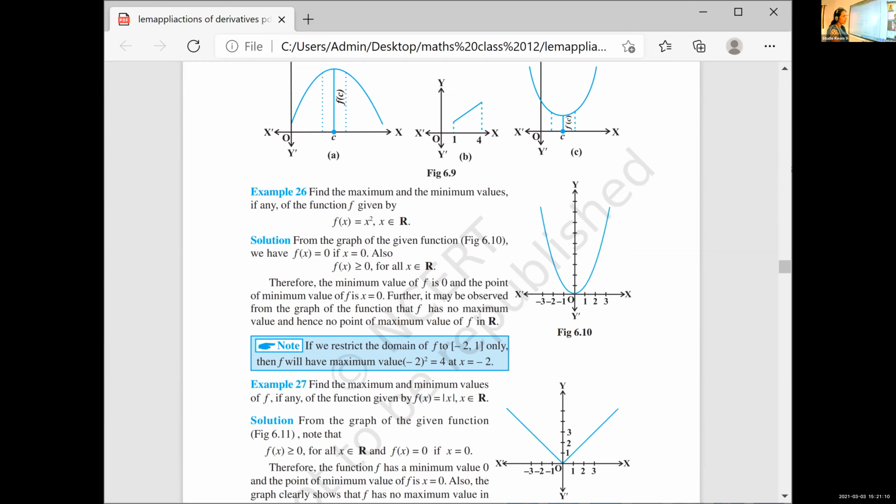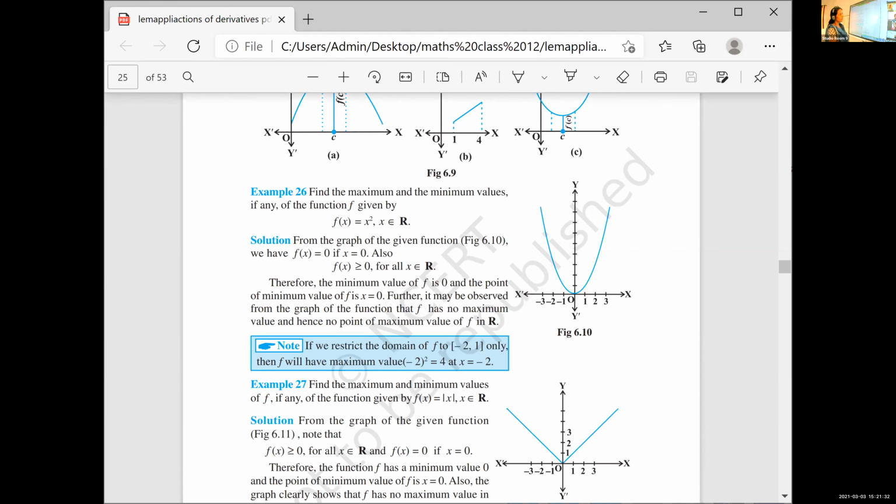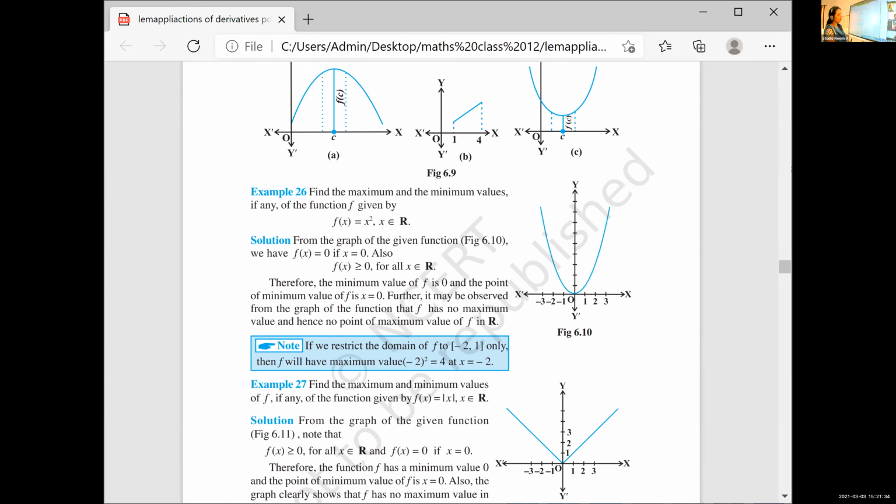What about the maximum value? It goes on endlessly in both directions. Therefore, this function has no maximum, but it has a minimum. What is the least value? What is the minimum value here? 0. 0 is the minimum value.